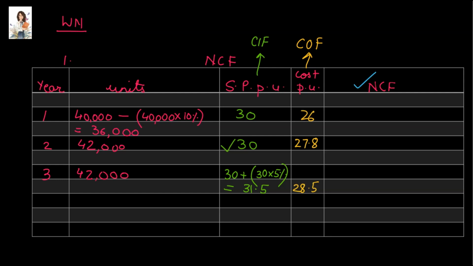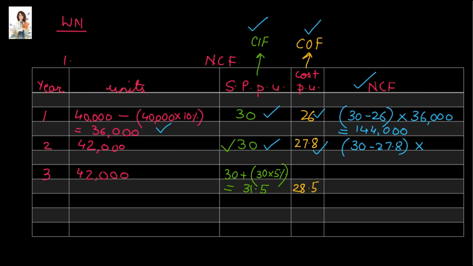Net cash flow will be the cash inflow minus the cash outflow. Therefore, for year 1, it will be $30 minus $26. But this is the per unit net cash flow. We will need to multiply this by the number of units, that is 36,000. Therefore, total net cash flow for year 1 is $144,000.